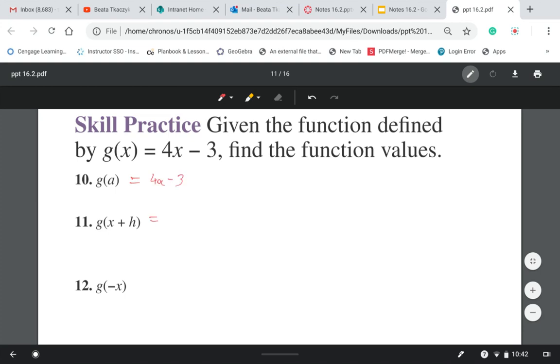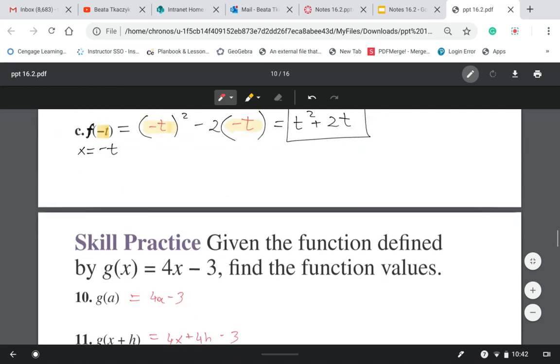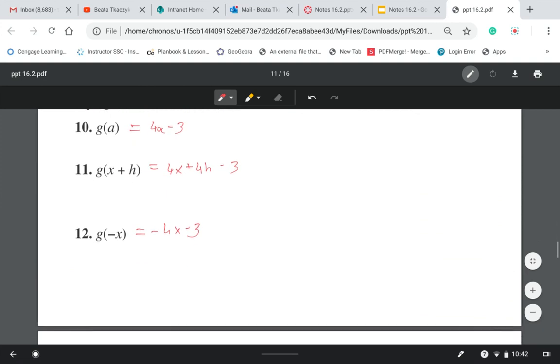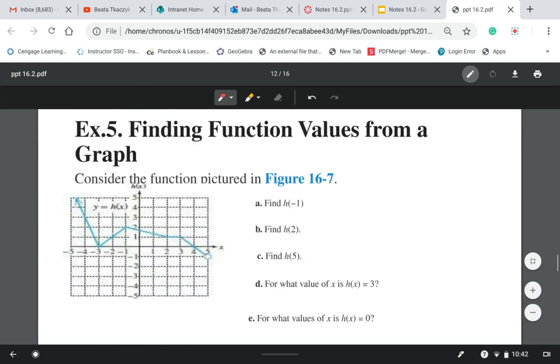Here, g of x plus h, the answer will be 4x plus 4h minus 3. And the solution of 12 will be negative 4x minus 3. So go ahead, try to solve it by yourself and verify the solutions. Solve those problems exactly the same way like we solve example for A, B, and C. You evaluate the function the same way.